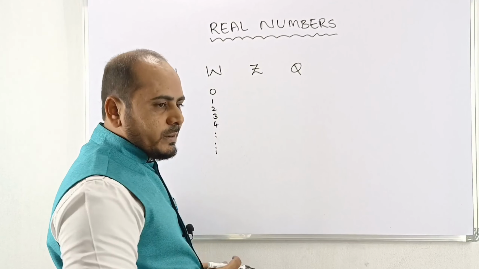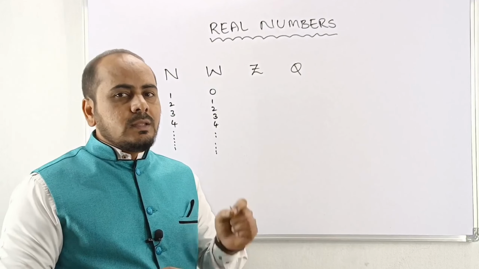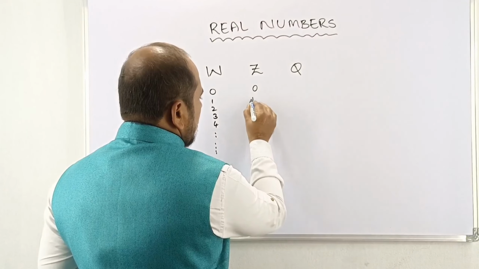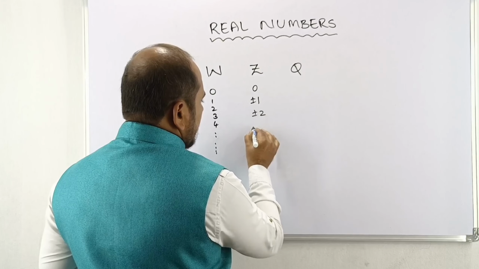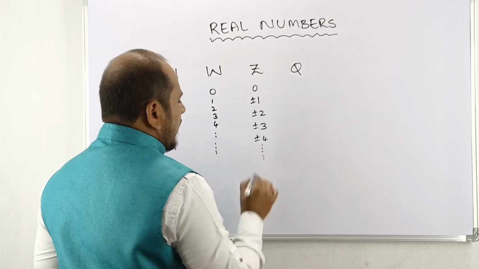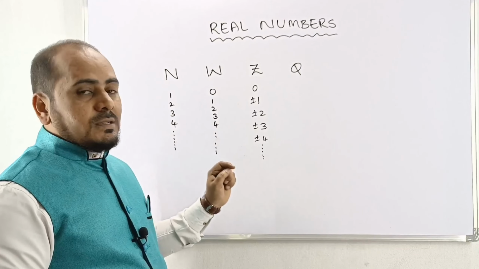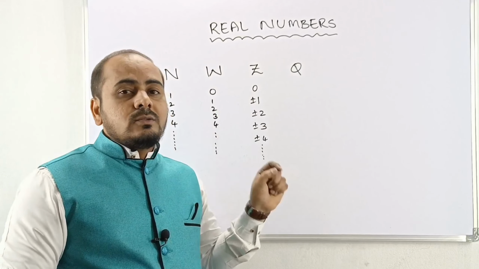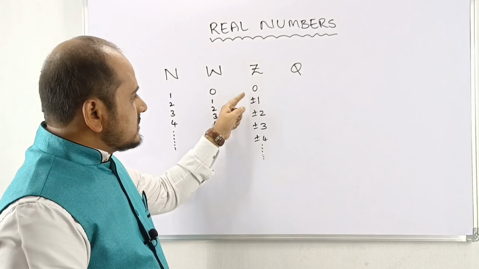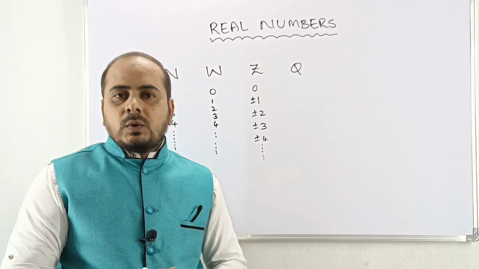And come to the integers, my dear. We represent them with Z. Now see what the integers are: 0, plus or minus 1, plus or minus 2, plus or minus 3, plus or minus 4 and so on. It means you can observe that other than these we are going to get the negative values in integers. So integers consist of positive and negative numbers and also 0.